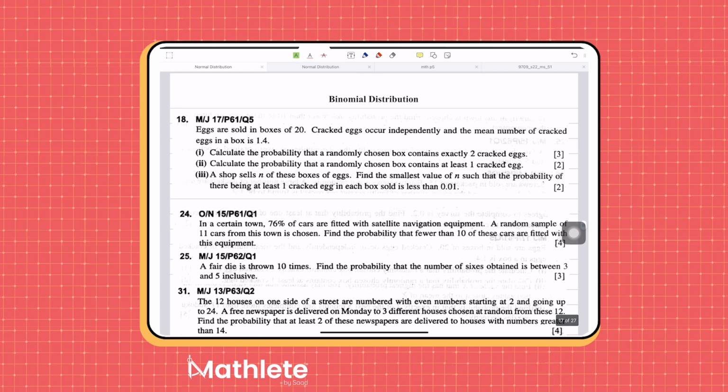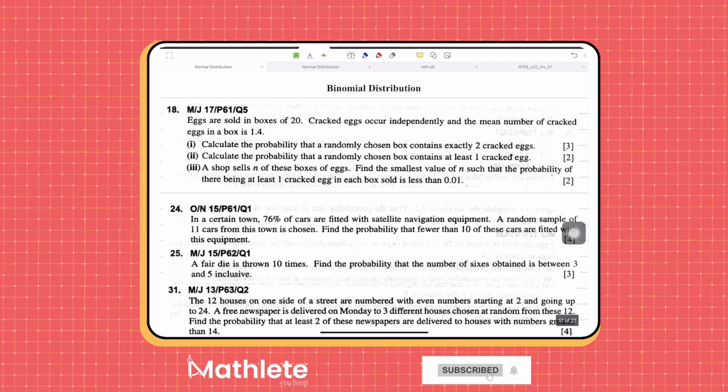If in a bag of 20 eggs, eggs are sold in boxes of 20. Cracked eggs occur independently, and the mean number of cracked eggs sold in a box is 1.4. Then technically, what do we have? We can still find out the probability. Let's say we're not aware of the formula, we can still find out the probability.